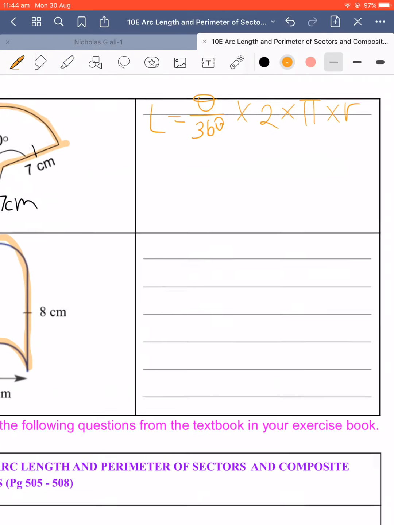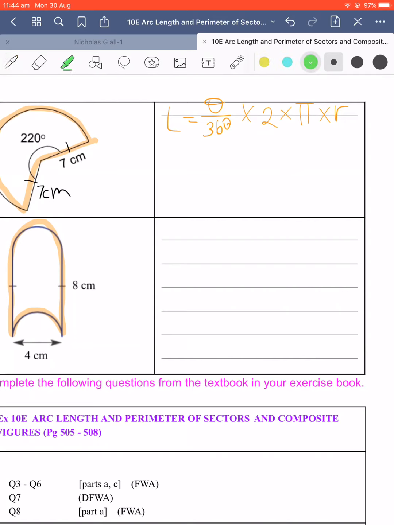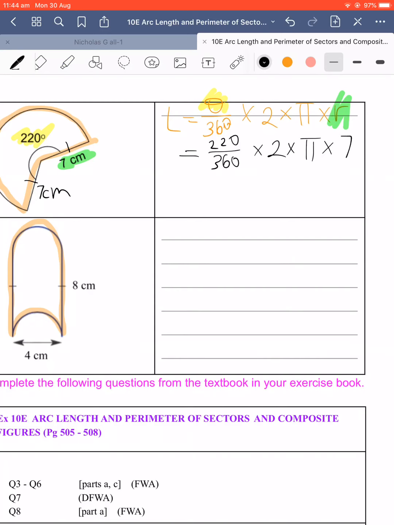So let's put all of that in. So in this case, I have my angle is 220 and my radius is 7 centimeters. Let's put that all in. And once we do that, we've got 220 over 360 multiplied by 2 multiplied by pi multiplied by my 7 gives me an answer for my arc length of 26.87 centimeters. But I'm not done.